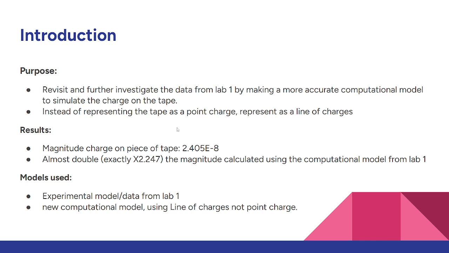Alright, so the introduction. The purpose of this lab was to revisit and further investigate the data from Lab 1 by making a more accurate computational model to simulate the charge on the tape. Instead of representing the tape as a point charge, we decided to represent it by a line of charges. The result was that the magnitude of the charge on the piece of tape was 2.4 e to the negative 8, almost double, well, exactly 2.24 times the magnitude calculated using the computational model from Lab 1. The models used here were the experimental model and data from Lab 1 and the new computational data using line charges, not the point charge.